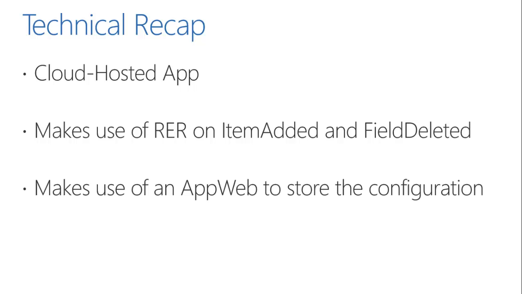Then it makes use of the app web. As you know, in provider hosted apps, the app web is an optional component. Here I really use one to store some configuration, like where tagging is enabled, for which list and which fields. Basically it's faster than going back to the host web and checking all the time for which fields tagging is enabled. Anyway, I should store the information elsewhere, so I prefer to keep it in the app web.